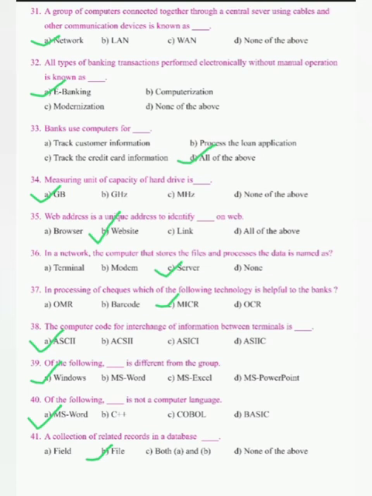Answer: Windows. Of the following, which is not a computer language? A. MS Word, B. C++, C. COBOL, D. BASIC. Answer: MS Word. A collection of related records in a database is a what? A. Field, B. File, C. Both A and B, D. None of the above. Answer: file.